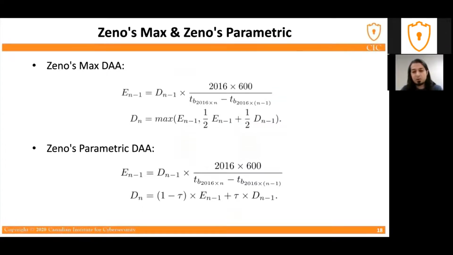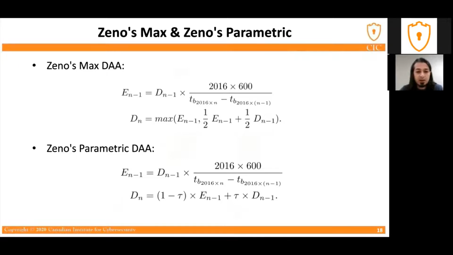And we have also two other proposed methods. One of them is Zeno's Max, and it's very similar to the previous one, but instead of setting D_n to 1 over n times E_{n-1} plus this one, we choose the maximum value between E_{n-1} and this value.